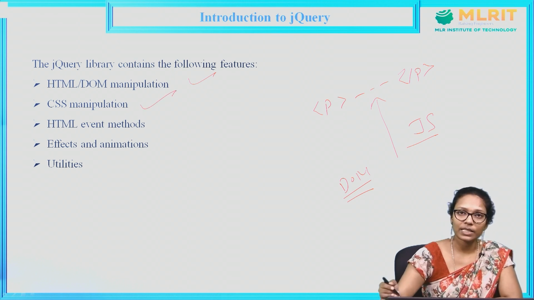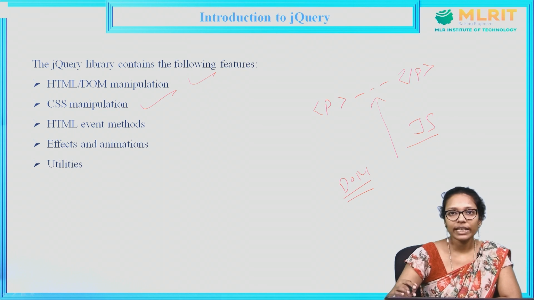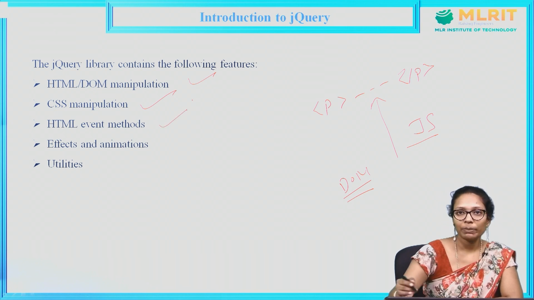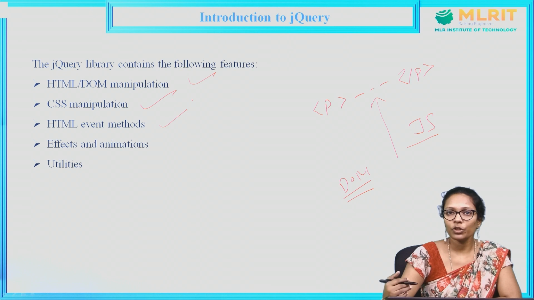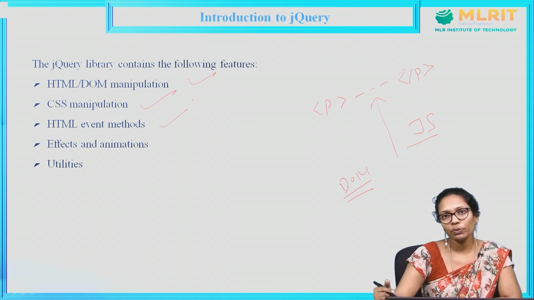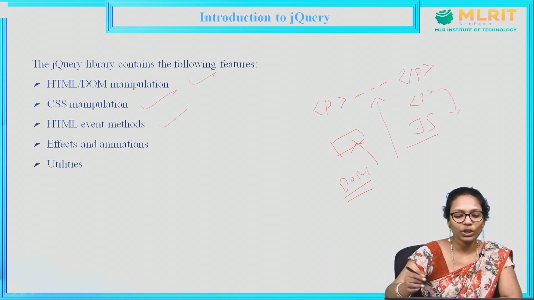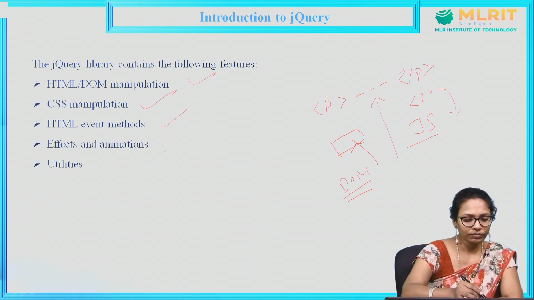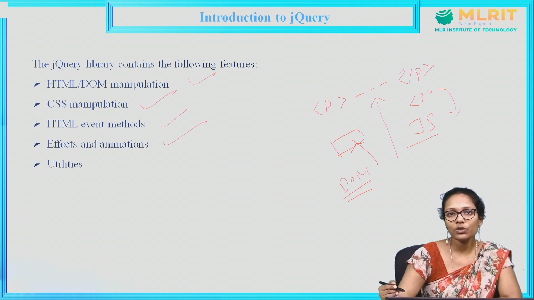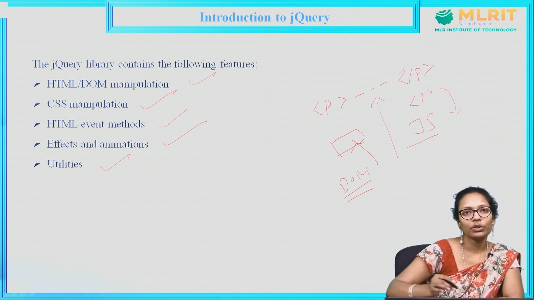And next is CSS manipulation. We have some styles in the existing HTML page, and we can do some manipulations using jQuery. And HTML event methods also. Whenever you click on a button, what should happen? Previously, we used to write user-defined functions. Here also, you can use the predefined functions to do that action. Whenever you click on some button or some paragraph, what should happen? All those things you can do using jQuery. And we can also do some effects and animations using jQuery methods, and we can use the utilities also.